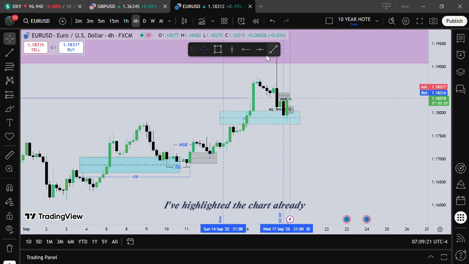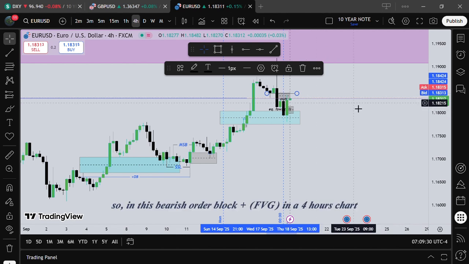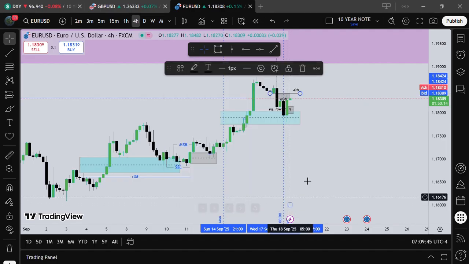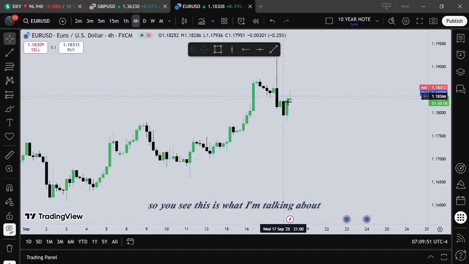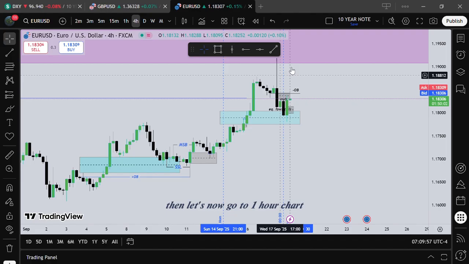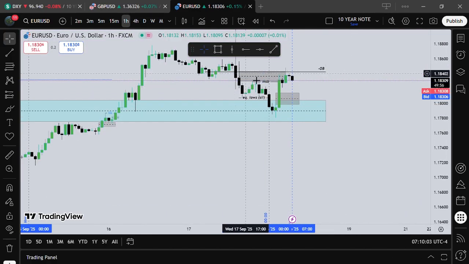I've highlighted the chart already. This is a bearish order block also. This is a bearish order block in cooperation with the fair value gap in the 4 hour chart. So you see, this is what I'm talking about. The market already entered this fair value gap with the bearish order block. In the 1 hour chart, you see a reaction after the fair value gap and the bearish order block.